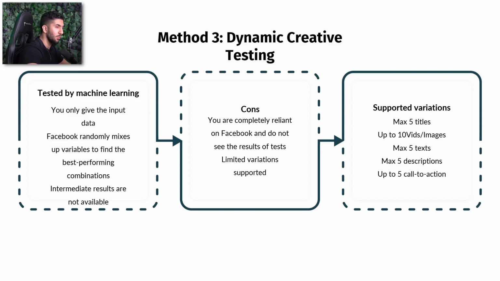Sorry guys, I had the last one wrong, I just fixed it. Sorry for that. So the last one will be supported variations, which is basically max 5 titles you can do, up to 10 videos and images you can do, and max 5 descriptions and 5 call to actions. And basically Facebook will mix all of these together, 1 to 2 as I said before, 2 to 3, 4 to 5, 4 to 1, and see which one works. And yeah, they just do that.